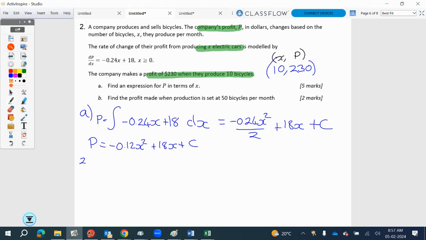So we put in our numbers. We've got 230 is equal to negative 0.12 times 10 squared plus 18 times 10 plus C, and then solve. What did you get for C?